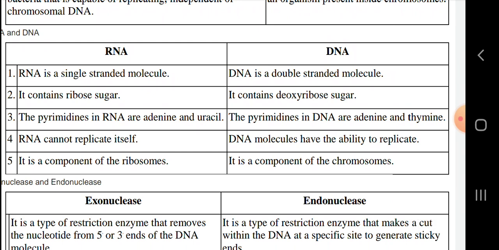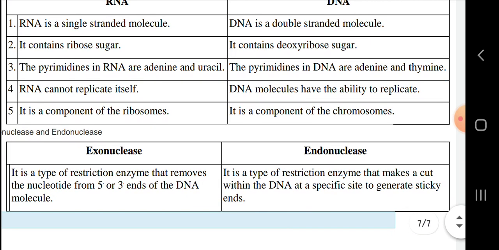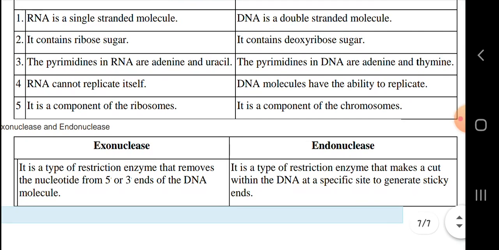Next, RNA. RNA is a single stranded molecule and it contains ribose sugar, and the pyrimidines in RNA are adenine and uracil, and RNA cannot replicate itself and it is a component of ribosomes. And DNA is a double-stranded molecule and it contains deoxyribose sugar, and the bases in DNA are adenine and thymine, and DNA molecules have the ability to replicate and it is a component of chromosomes.